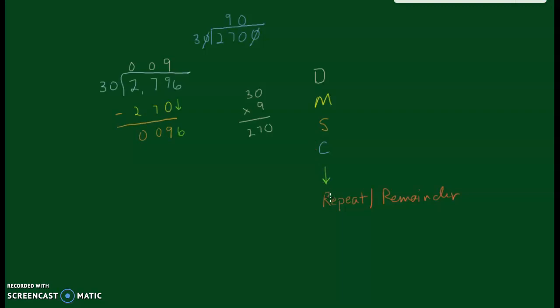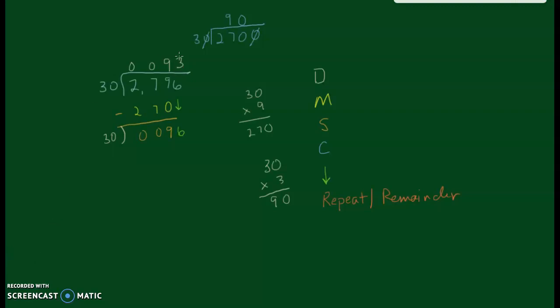Since I brought down, I'm going to repeat. And to repeat, I go back up to division. So now I'm going to have 96 divided by 30. And just to double check, I'm pretty sure that 30 times 3 will be less than 96. So 0 times 3 is 0. 3 times 3 is 9. And that works. So I can get 3 groups of 30 from 96.